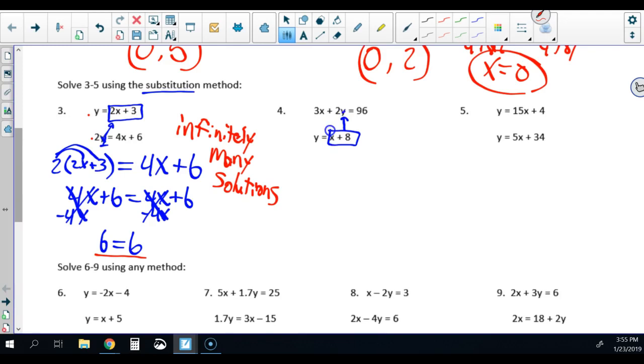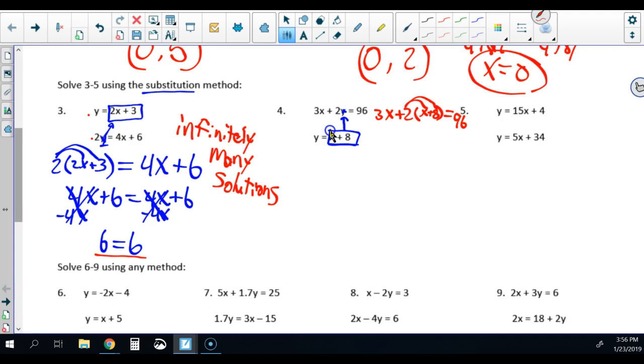I can remove this y and replace it with x plus 8. So that will become 3x plus 2y equals 96. That y is now x plus 8. So big equation with only x in it, I can solve for x.